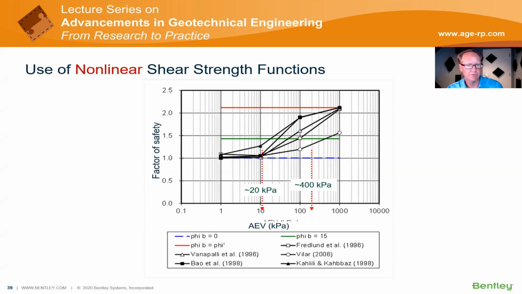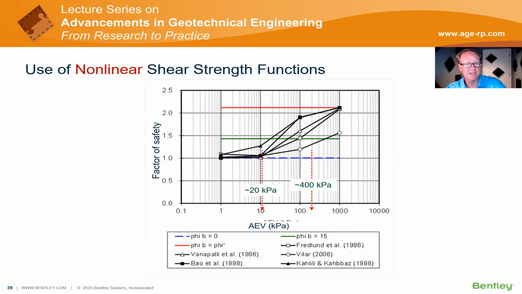You can see the blue line is really phi b equals 0. In other words, we're not considering any suction influence. Phi b of 15 is the green line, and phi b equal to phi prime is the red line. Phi b equal to phi prime is a nice boundary, because that defines the maximum influence possible by suctions. It can't be greater than phi prime, so that's our upper bound. What you're seeing as you go through these are the different material shear strength functions proposed by different researchers.